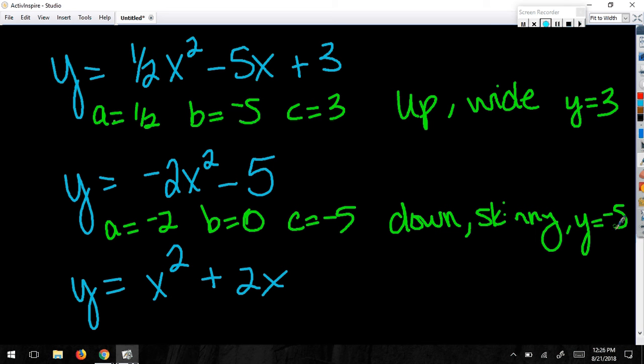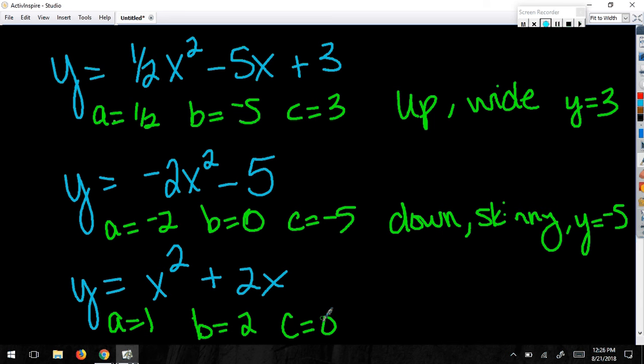Last one, a little bit trickier. What is A? Good job. 1. This time the difference is the variable is actually there. The x squared is there, so there's an imaginary 1 in front. Whereas on the second one, the whole term was missing, so it's 0. Do y'all see the difference in that? How about B? 2. Good job. And C? 0.